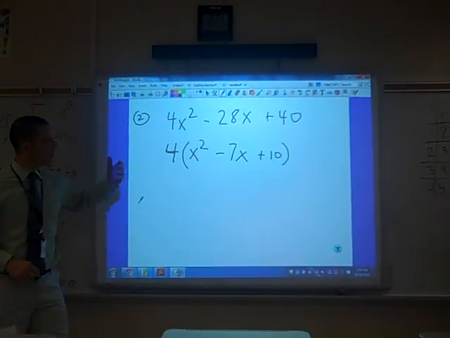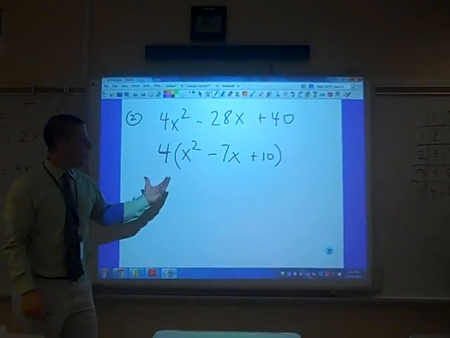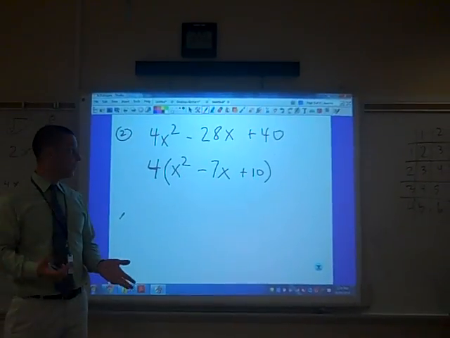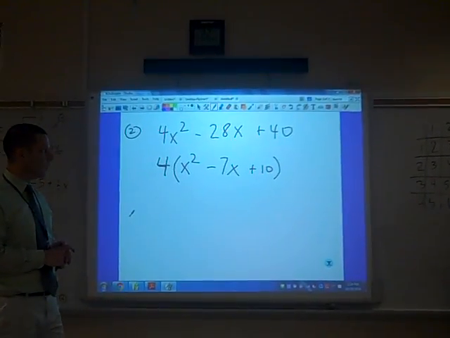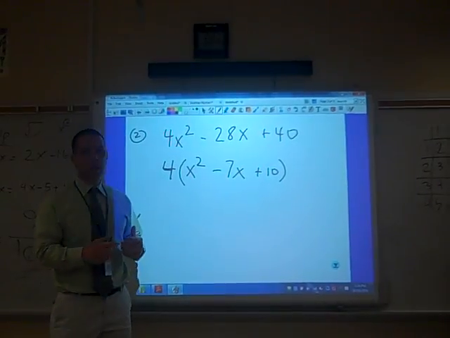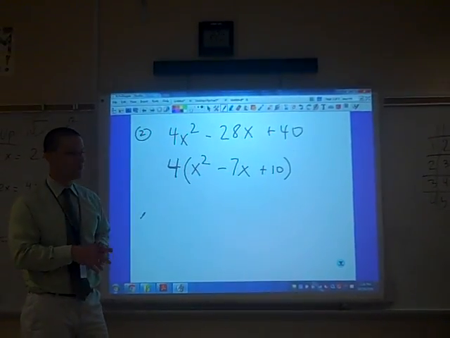Okay, so we factored out a GCF of 4. Now we've got a trinomial that we need to look and see if we can factor or not. It looks like we probably could, and I'm going to use the diamond method. You may have another method for factoring trinomials like this, that's fine.